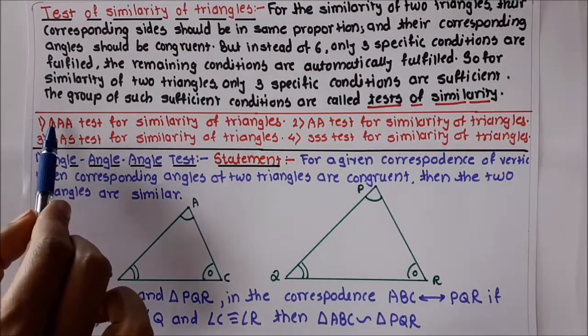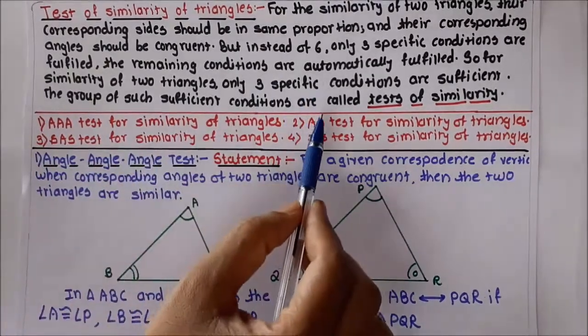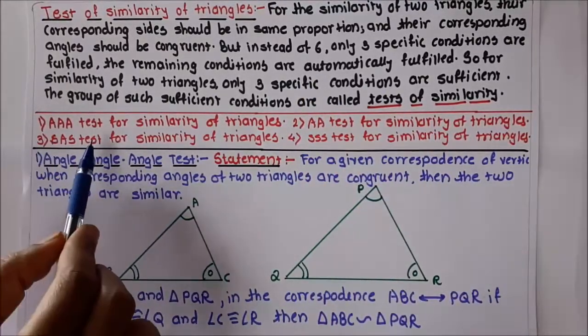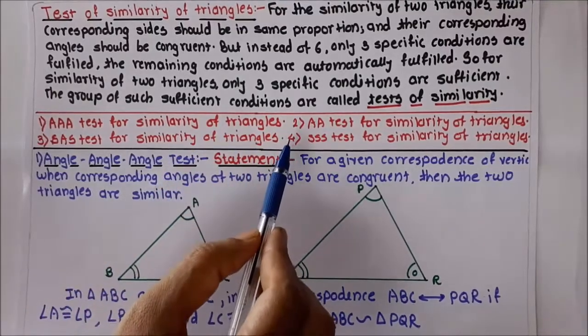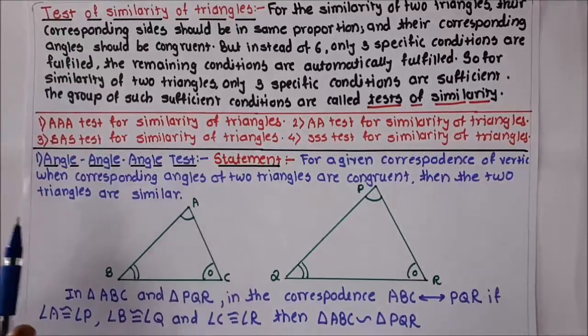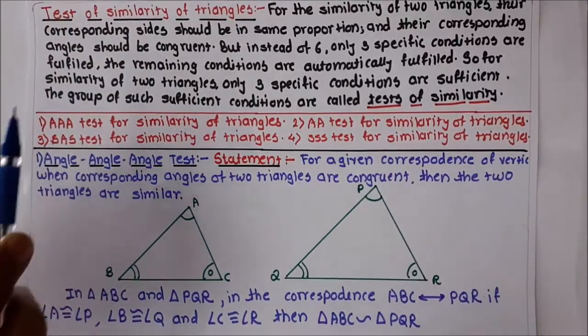Now you can read here, there are 4 tests of similarity. First test is AAA test of similarity. Second one, AA test of similarity. Third one, SAS test of similarity. And fourth one, SSS test of similarity. So at first we will see what is AAA test.